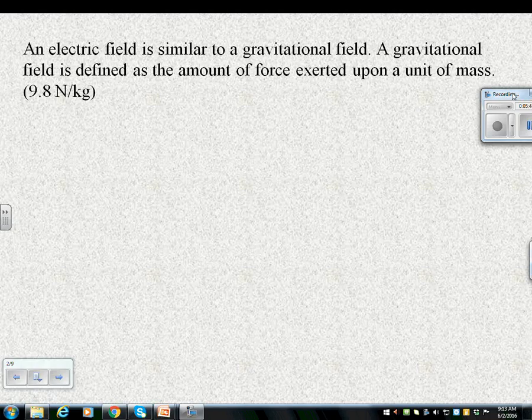So electric field is similar to a gravitational field. Gravitational field is defined as the amount of force exerted upon a unit mass. We defined that in the last unit. On Earth, it is 9.8 newtons per kilogram. For every kilogram of mass that I have, the scale shows 9.8 newtons.